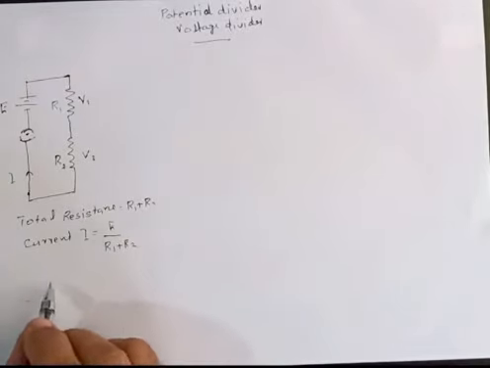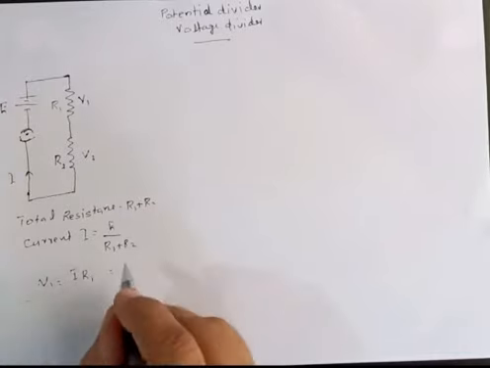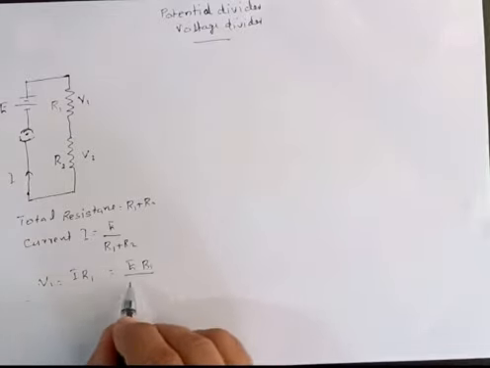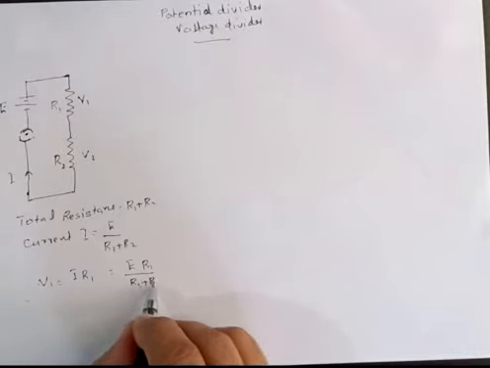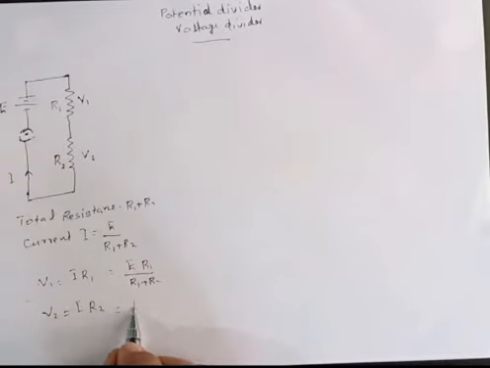Then you can calculate V1. V1 is equal to, what is it? I R1, that equals E R1 upon R1 plus R2. Similarly, V2 is equal to I R2, that equals E R2 upon R1 plus R2.